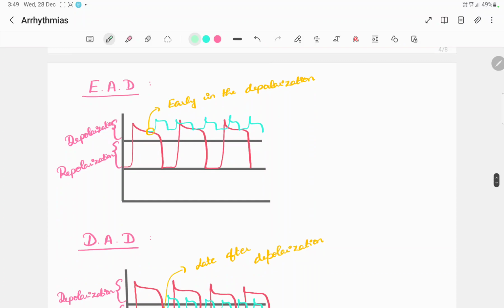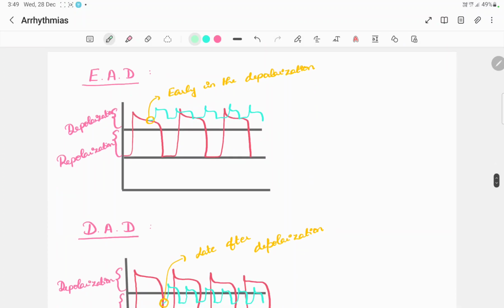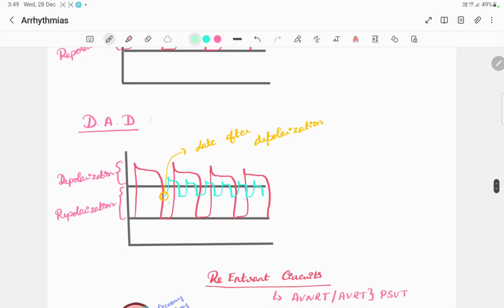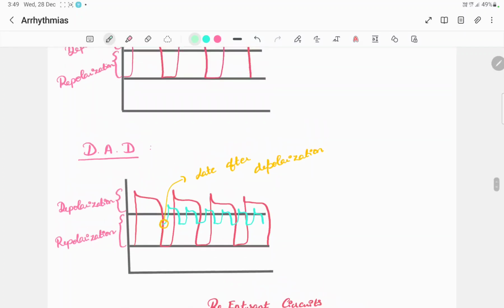So we saw the causes. So what is early and delayed after depolarization? Depolarization is occurring. So if the tachyarrhythmia occurs early in the depolarization, then we call it early after depolarization. Whereas if it occurs post depolarization, after depolarization, then we call it delayed after depolarization.